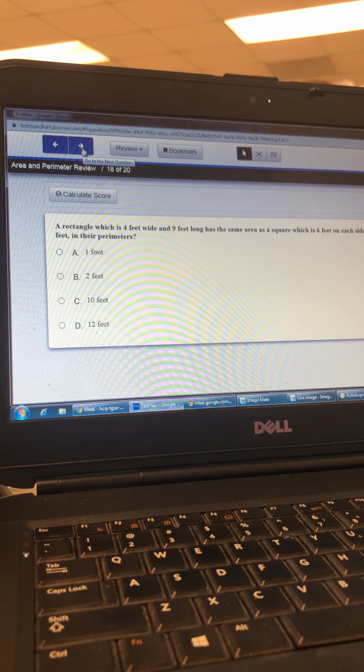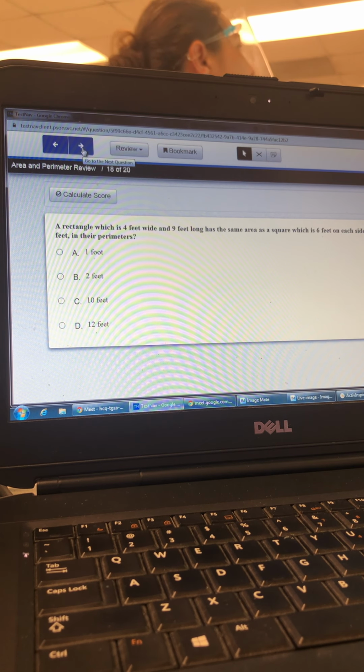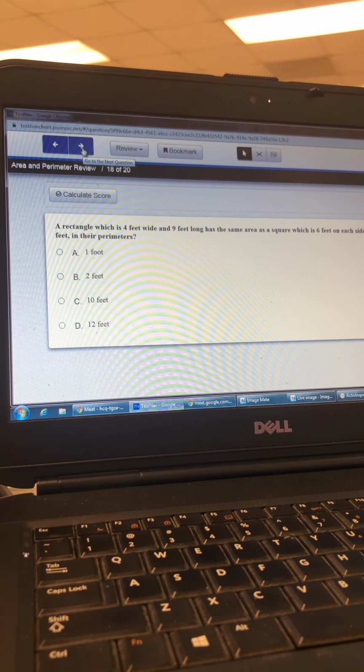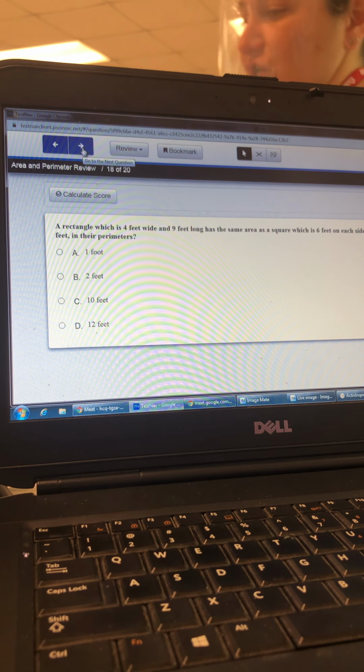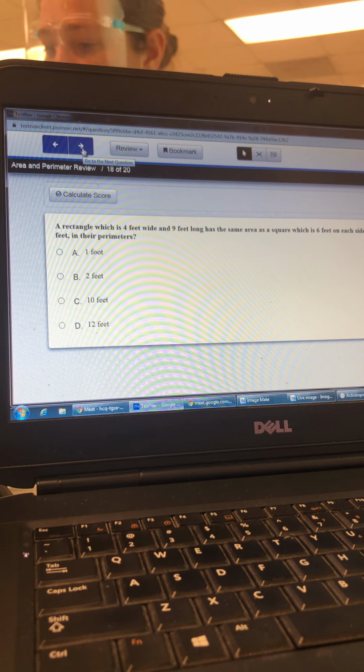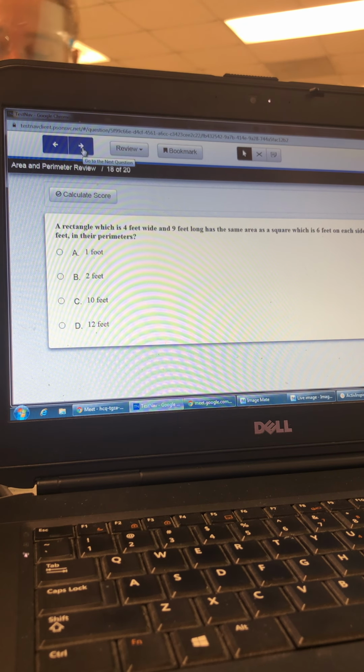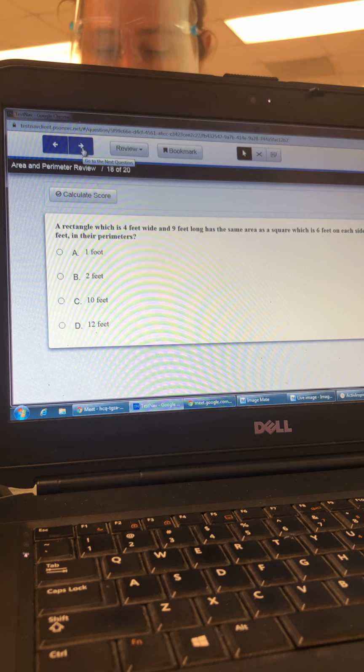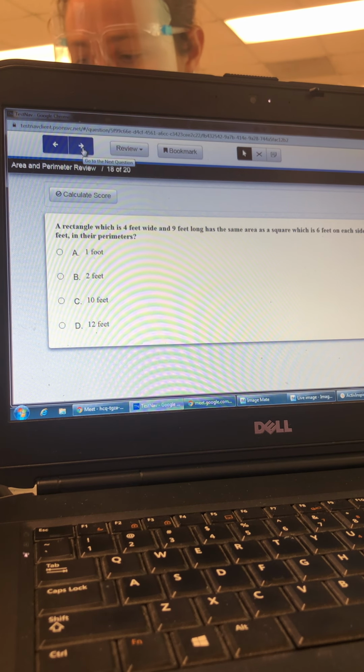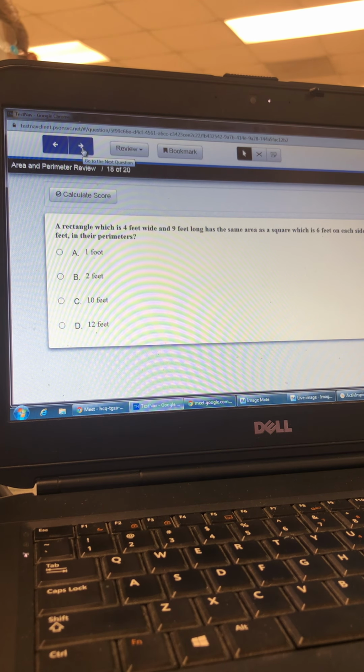Another one like this. A rectangle, which is 4 feet wide and 9 feet long, has the same area as a square with 6 feet on each side. What is the difference in feet in their perimeter? It's the same type of question.